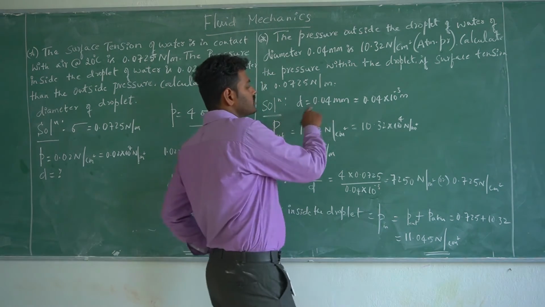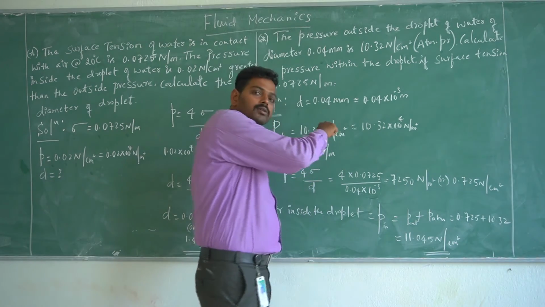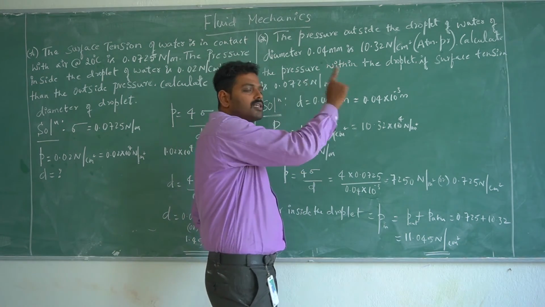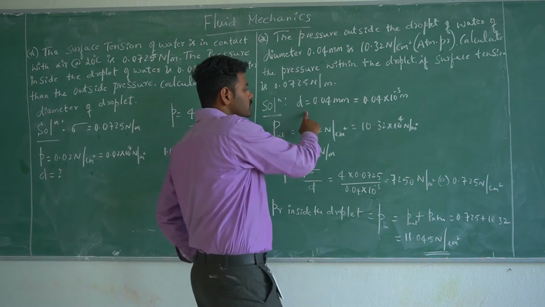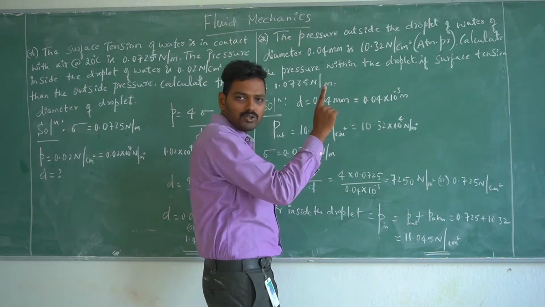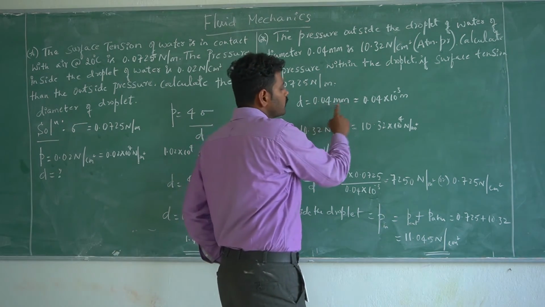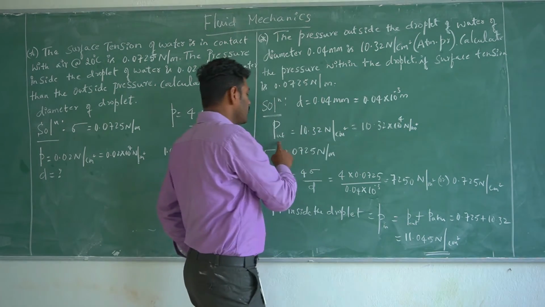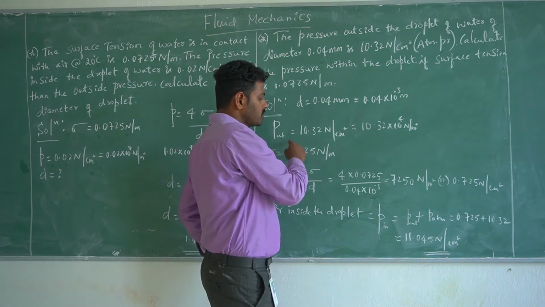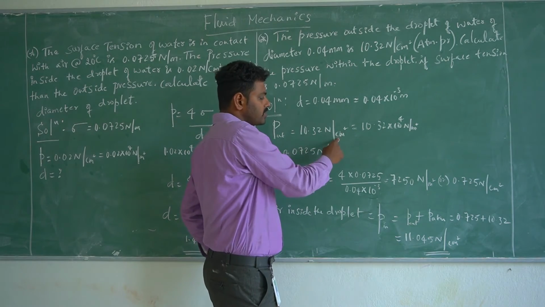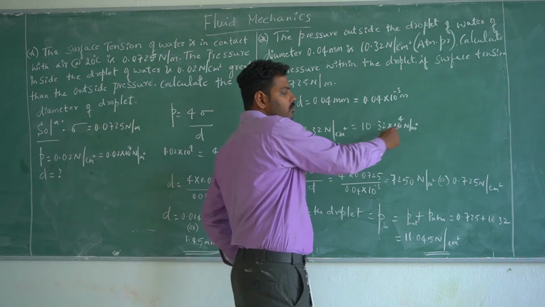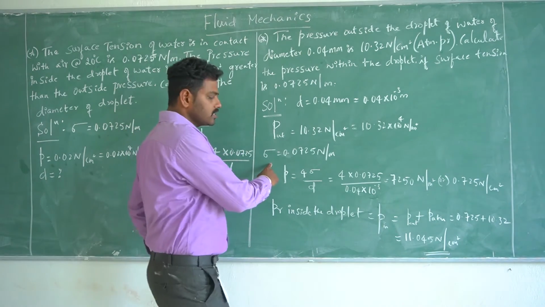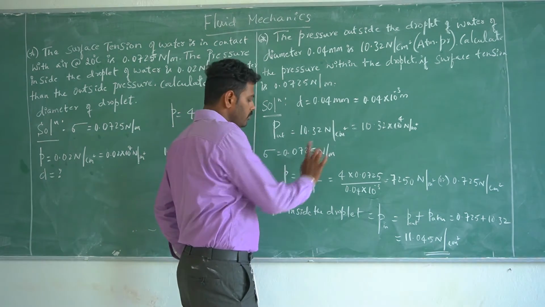Okay, so the diameter is 0.04 mm. Remember, here it is millimeter and the pressure is in centimeter, so all the units should be converted in terms of meters first. So 0.04 mm, we know 1 meter is equal to 1000 millimeter. So 0.04 by 1000, that is 0.04 into 10 power minus 3 meter. Then the pressure outside, that is the atmospheric pressure, is 10.32 Newton per centimeter square or 10.32 into 10 power 4 Newton per meter square. Then surface tension is given as 0.0725 Newton per meter.